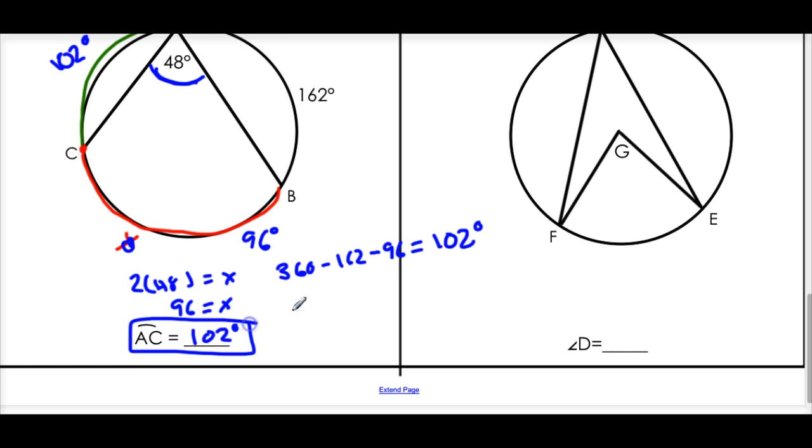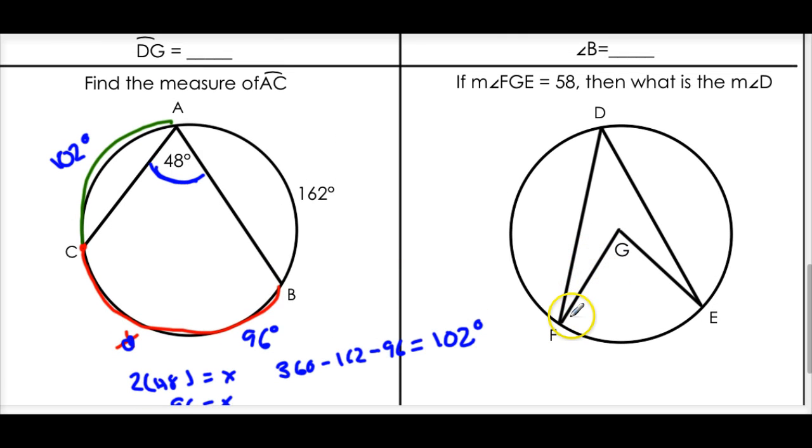All right, for our final question. We know that angle, the measure of angle FGE, is equal to 58 degrees. We want to find the measure of angle D. Now this is weird. We haven't learned a theorem about this, but can we use what we know to solve this? I think so. So we know that our central angle over here, FGA, is 58 degrees.